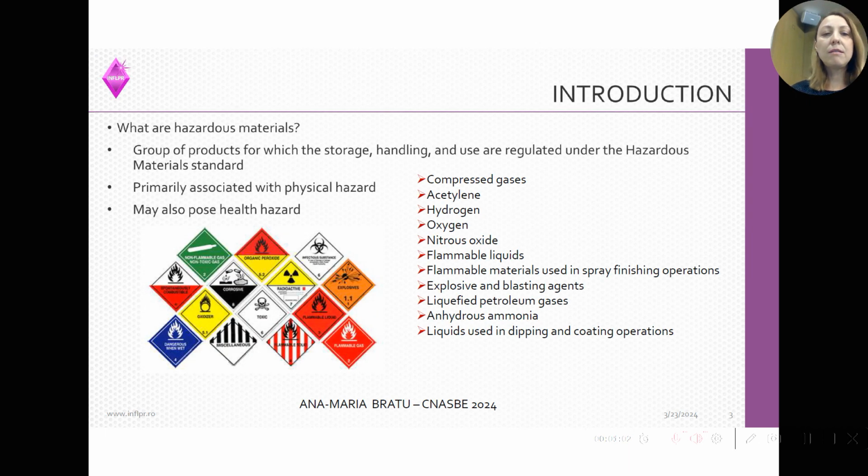Hazardous materials are substances that are dangerous to human health or environment, and we can find them in our home, in our work places, or in industrial areas. The most common hazardous substances are flammable liquids that are used by terrorists to make improvised explosive devices.